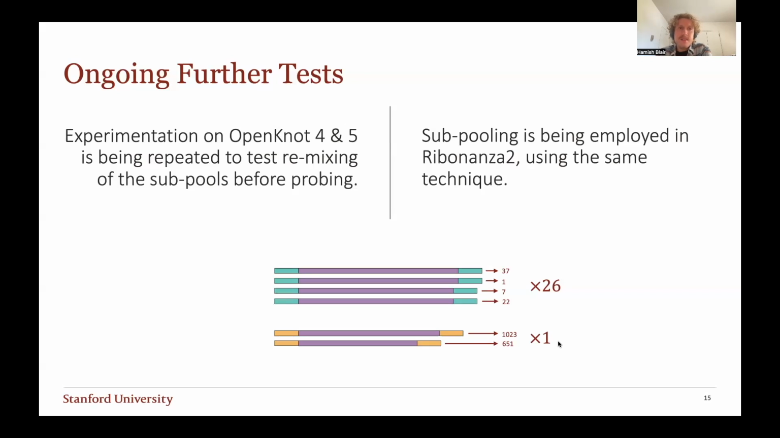And another test that is ongoing as well is RiboNanza 2. So this is scaling up to 8 million sequences, and it's being subpooled into 2 pools, each of 4 million sequences. And this is using the same technique of remixing at varying ratios.